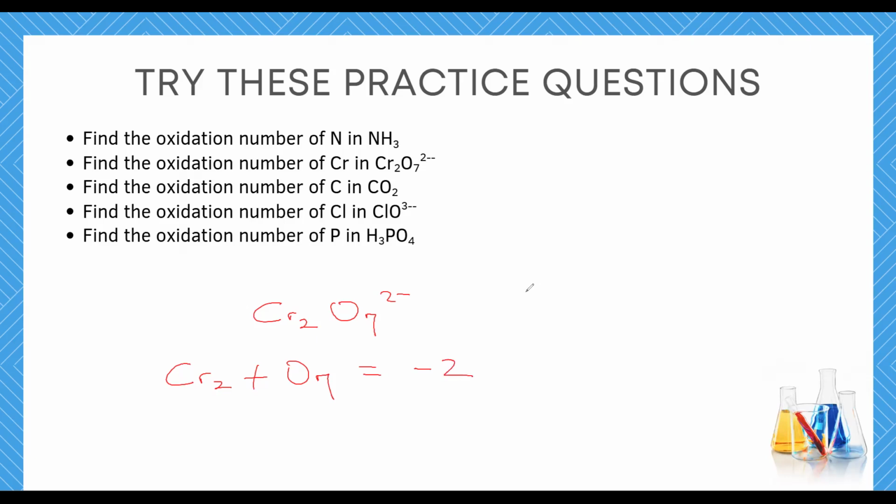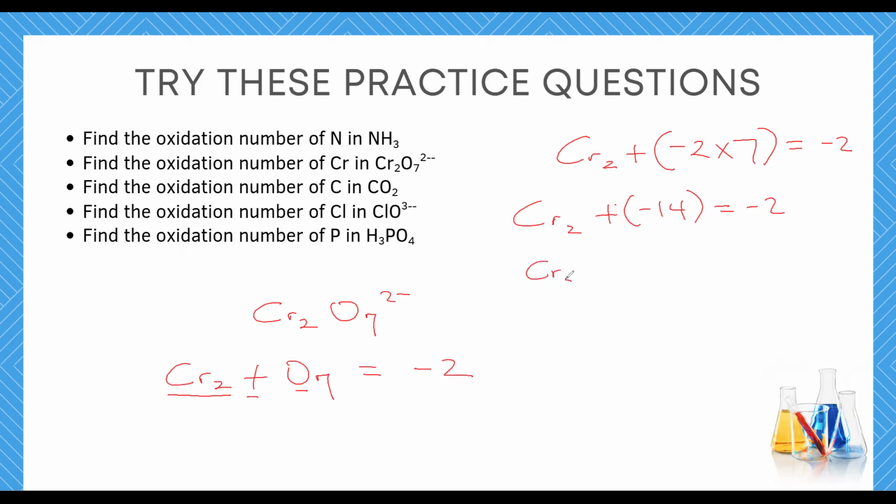Let me even go ahead and solve that. So we'll be on the same page because I didn't solve any example that had an overall charge being minus 2. So now we don't know what the oxidation number of chromium is. So we have Cr2 plus the oxidation number of oxygen in compounds is usually minus 2. So we have Cr2 plus minus 2 times 7. Everything is equal to minus 2. So Cr2, we have plus minus 14 is equal to minus 2. When we open brackets, we have Cr2 minus 14 is equal to minus 2.